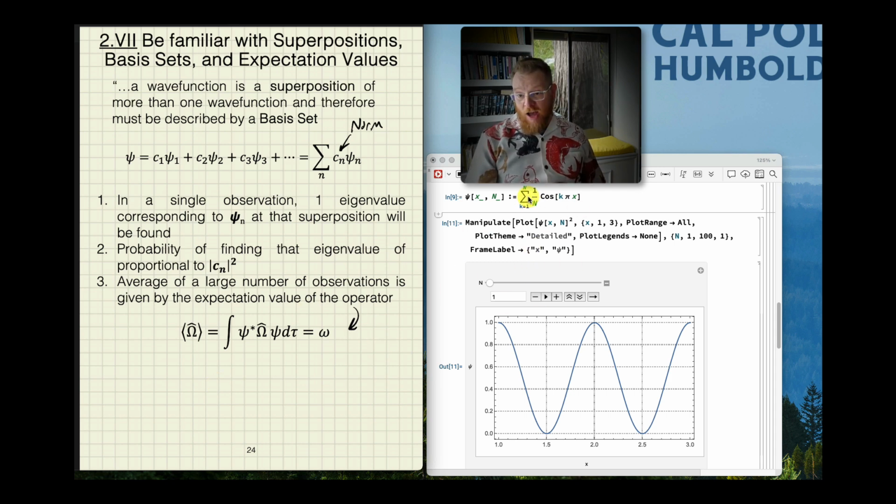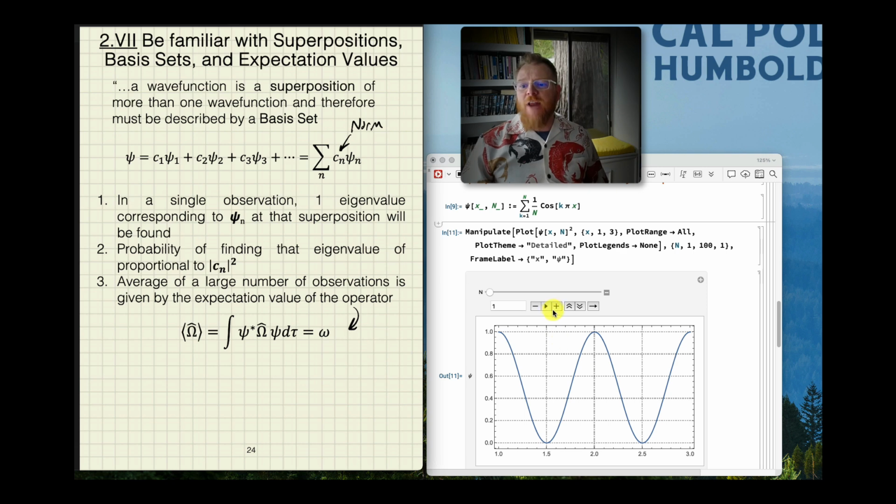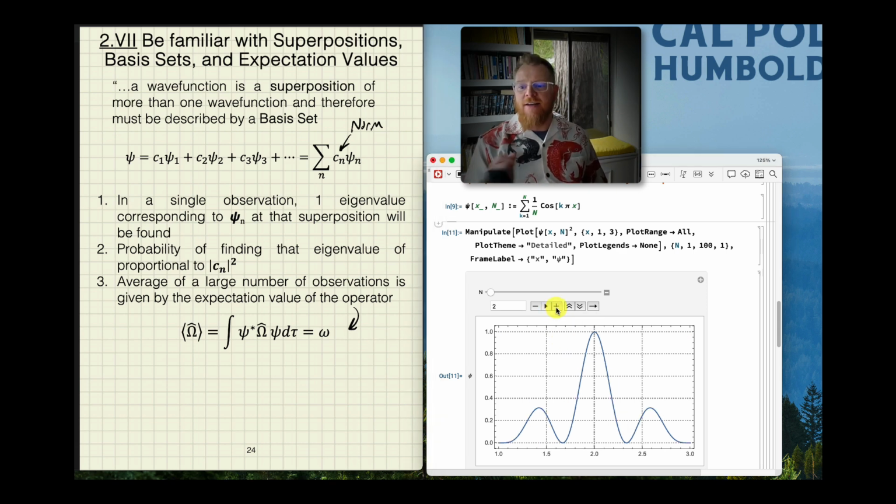As you can see, I've got a sum of cosine functions, and I've set this up in a manipulate where as I increase this value of n, I'll be increasing the number of terms in my basis set. You can see with one singular cosine function, I get this ordinary, regular old wave function, but there's no difference in its momentum or kinetic energy due to the curvature, right? Now when I add another term in my basis set, something cool happens. I get this juxtaposition of constructive interference and destructive interference.